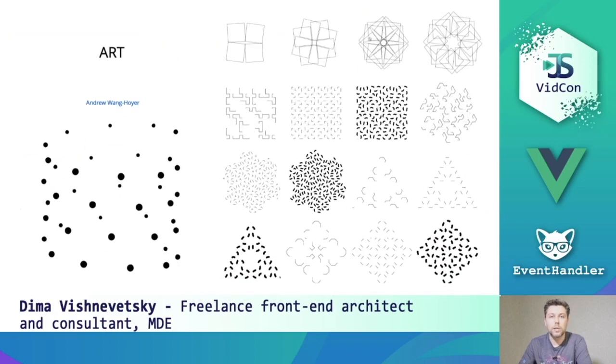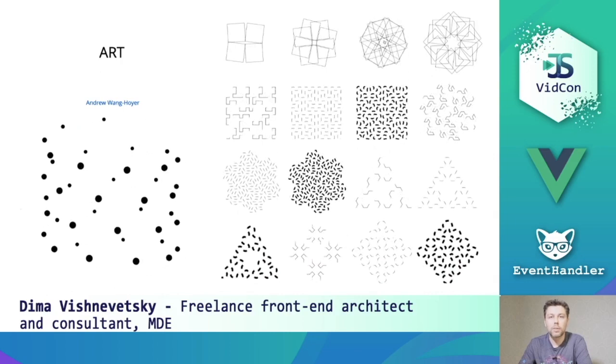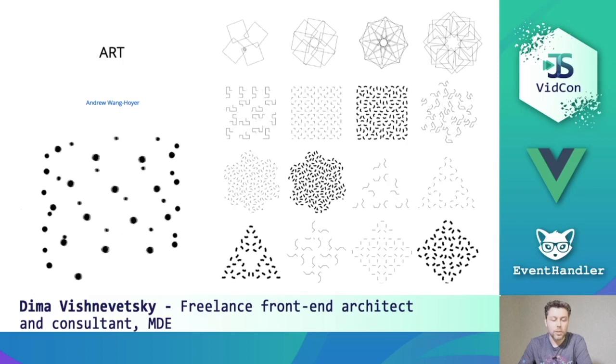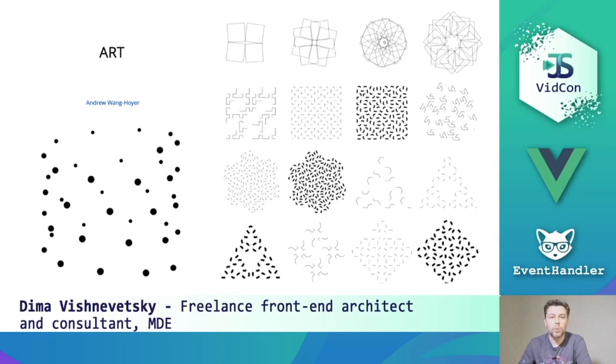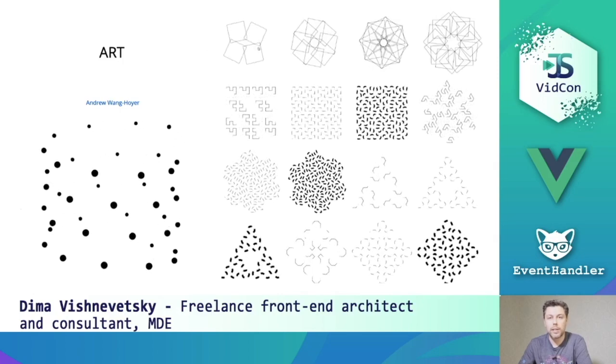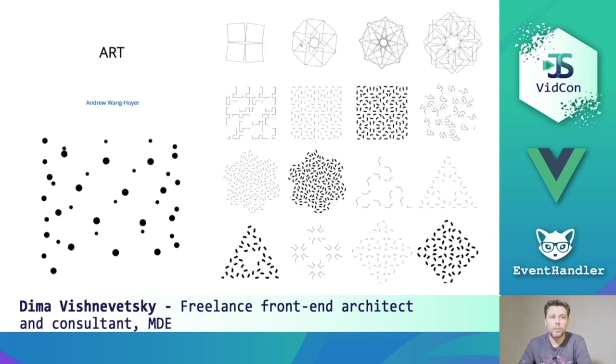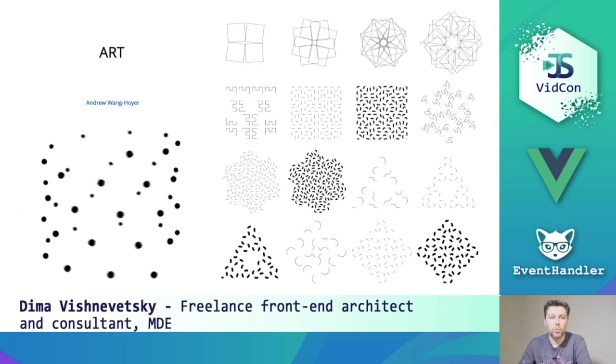So when talking about art, there are different kinds of art. One of my favorites is generative art. And there is this cool artist called Andrew, and he creates this amazing stuff, as you can see in this current slide. If you go to his website, he has like, I don't know, hundreds of different variations of this stuff.